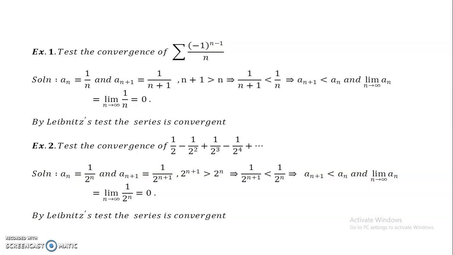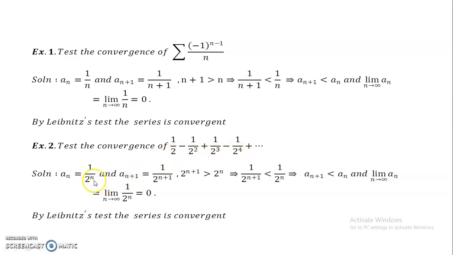And in the second example, the nth term is not directly given. Test the convergence of 1 by 2 minus 1 by 2 square plus 1 by 2 cube minus 1 by 2 power 4, etc. Anyway, these are alternately positive and negative terms, and the power of 2 in the denominator of the series is increasing. The nth term of this series is a_n, that is 1 by 2 power n. So obviously the power of 2 in the denominator is increasing.